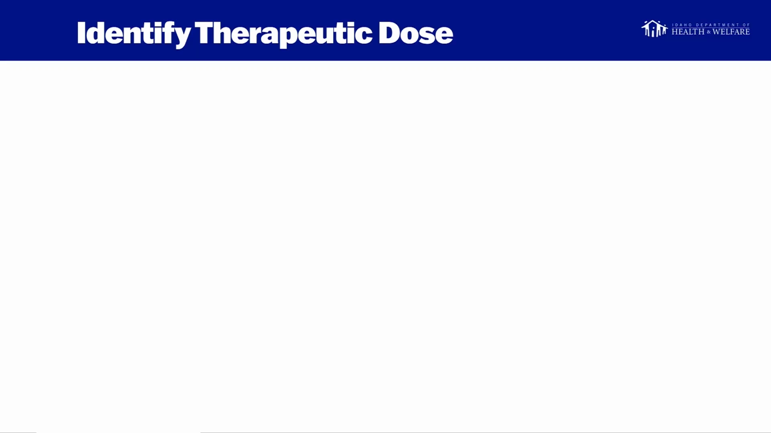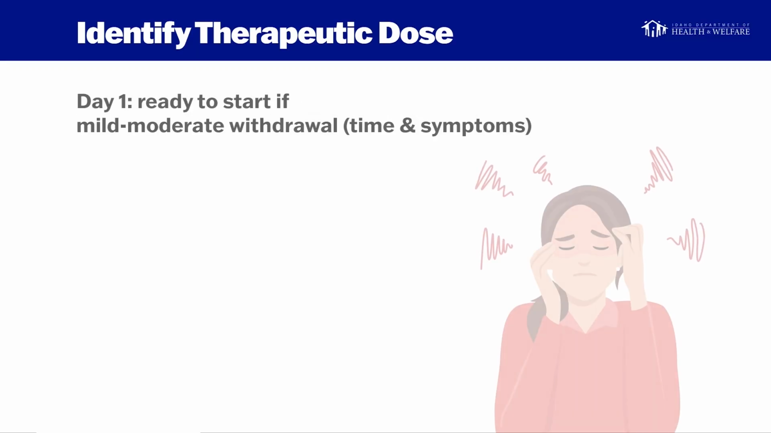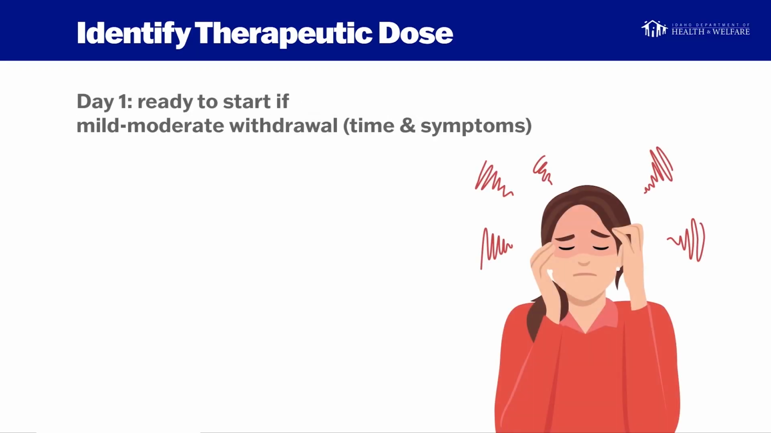And you want to start them low so that you don't cause precipitated withdrawal, and also because you don't know what dose they're going to need. Most patients will need a dose of around 12 to 16 milligrams, but you don't know until you try, right? 16 milligrams is probably the dose where you get the most bang for your buck in terms of protection from overdose. So on day 1, they're in enough withdrawal, they waited long enough, you're ready to start them.